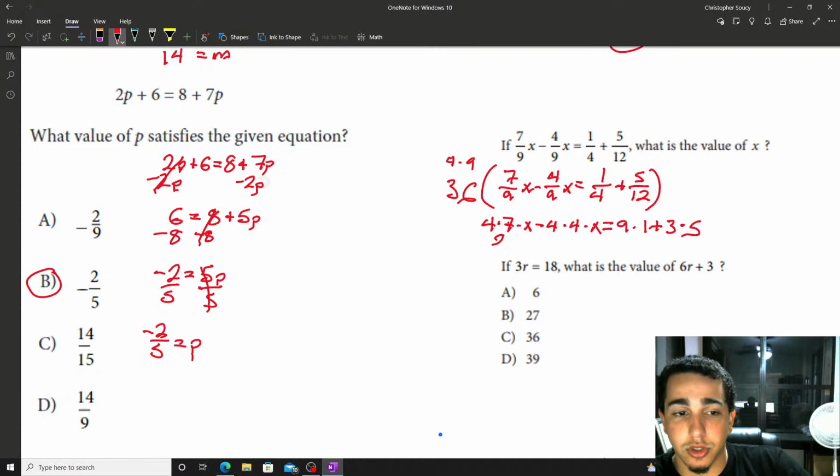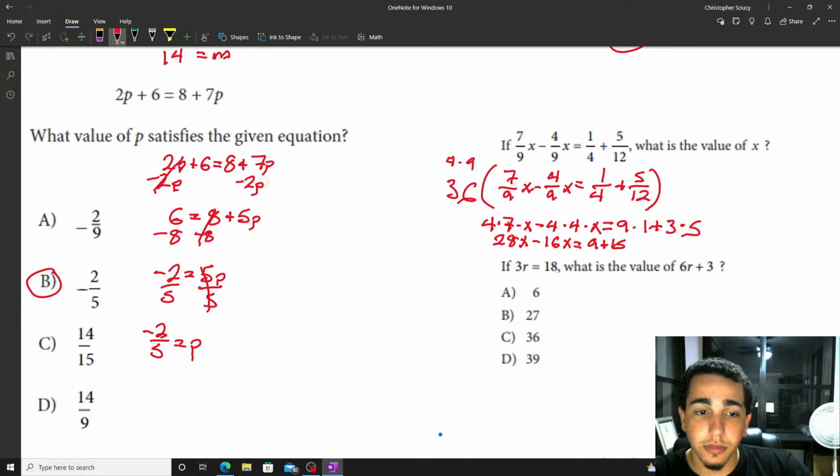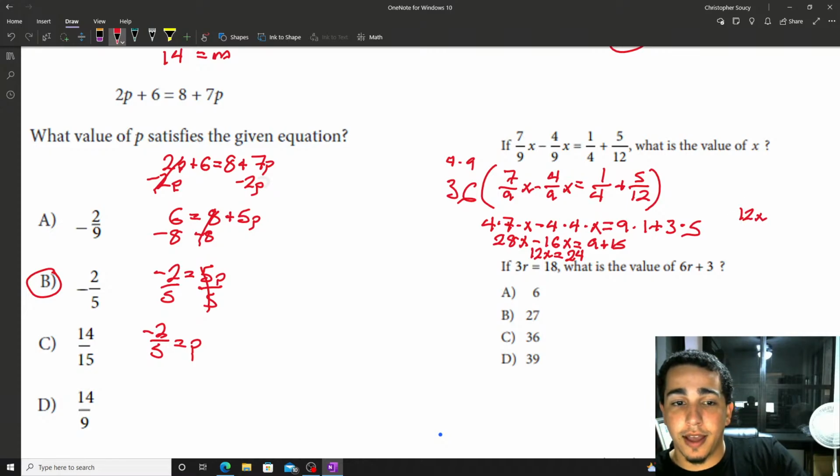4 times 7 is 28x. 4 times 4 is going to be minus 16x. This is going to equal 9 plus 15. On the left side, 28x minus 16x is going to be 12x. And this is going to equal 9 plus 15, which is 24. So we have 12x equals 24.